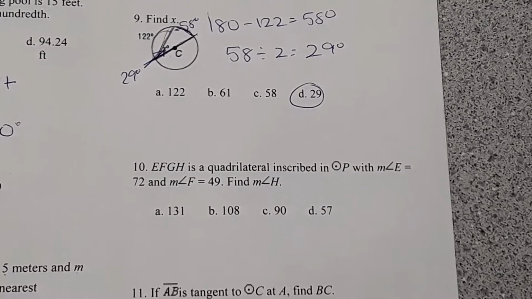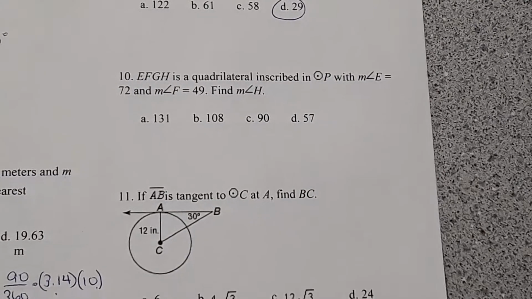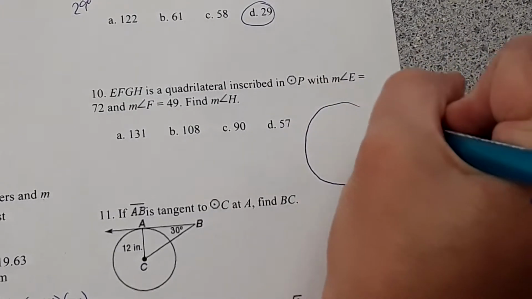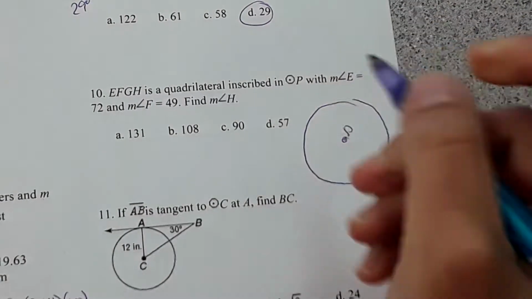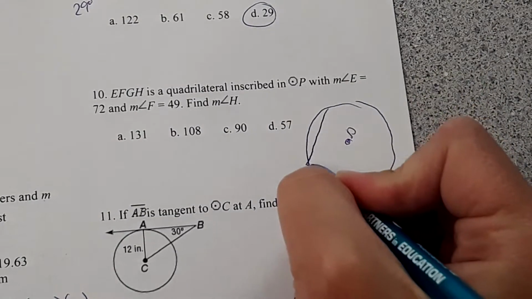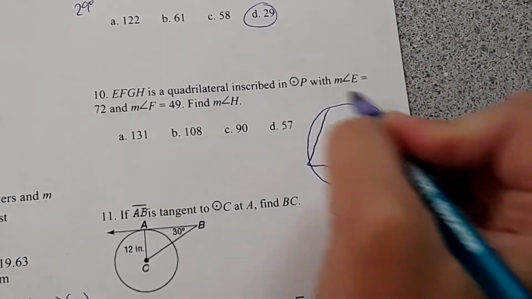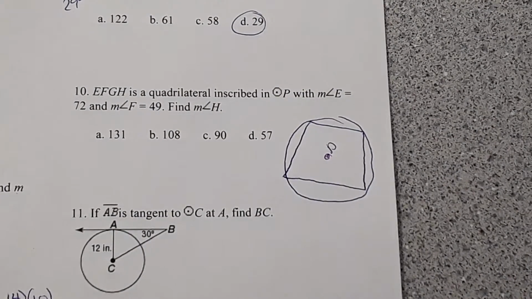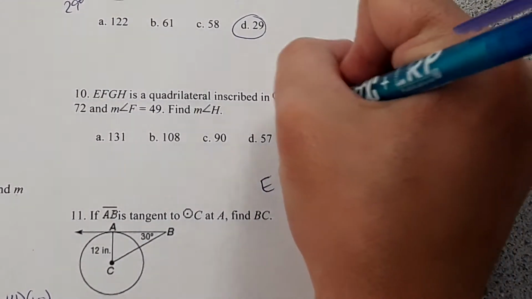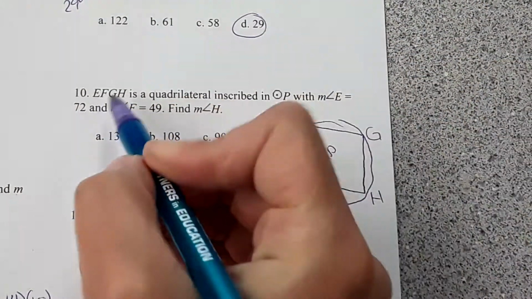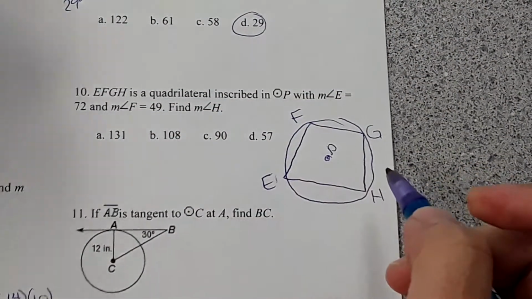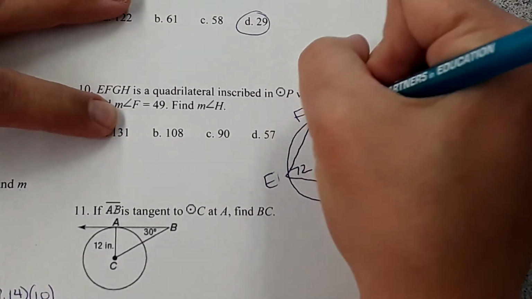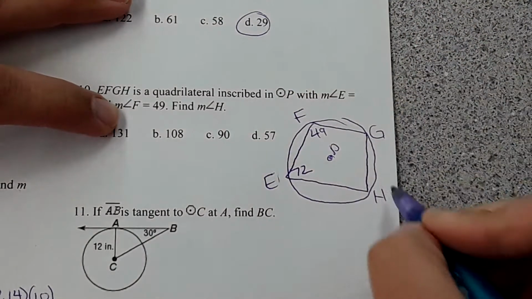Number 10, it says that we have a quadrilateral inscribed in a circle, and it doesn't give us a picture. I'm going to go ahead and draw that picture. So circle P, and it has a quadrilateral. So quadrilateral, four-sided shape. It doesn't say it's a square, rectangle, or anything. It's just a quadrilateral. It says this is E, F, G, H. With those letters, they do have to be in order, so just make sure to put them in order. It says measure of angle E is 72. Measure of angle F is 49. What is the measure of H? This one right here.